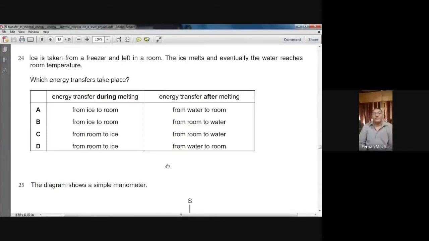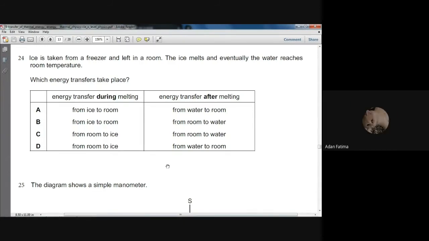That's why the ice is melting. And then the temperature of the melted ice will rise. Even then, the energy is transferred from the room to the water, the melted ice.